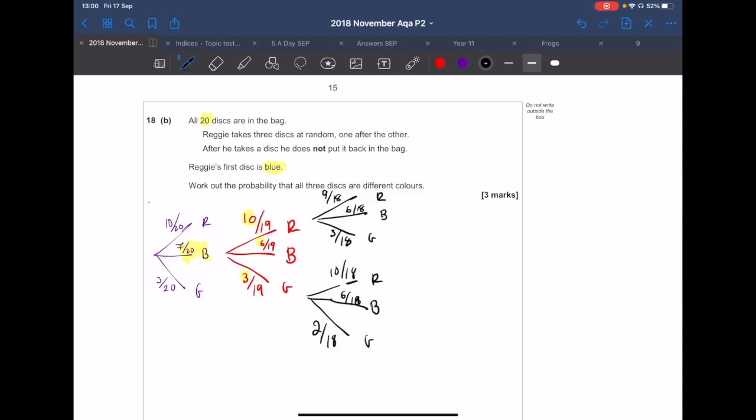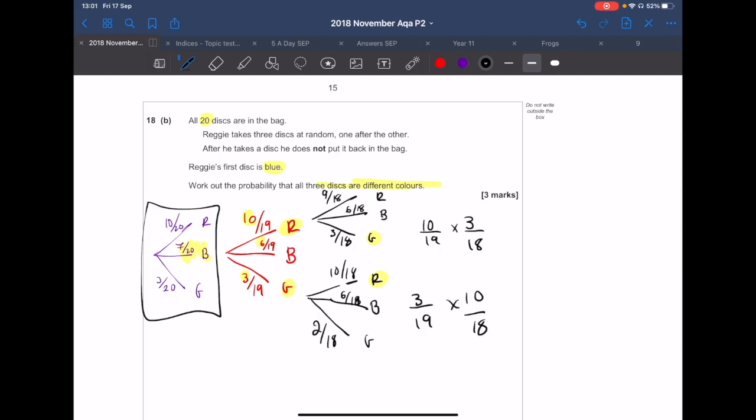So as you've already got the first probability done for you, you know it's going to be blue. We're looking for the other 2 pathways. So each pathway can either be red and then green, or green and then red, because we're working out the probability that all 3 discs are of different color. So we're trying to find these 2 pathways. So it is 10 out of 19 times 3 over 18, and again 3 out of 19 times 10 out of 18. They both equal the same for us.